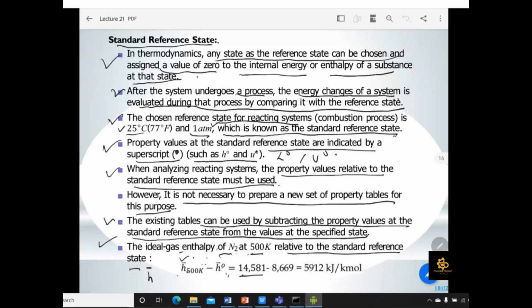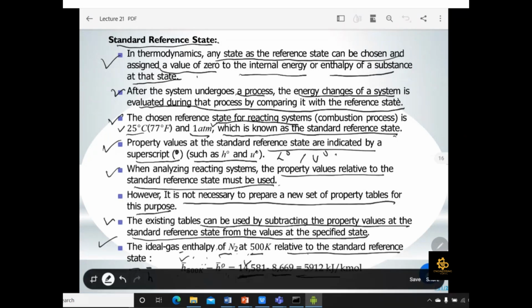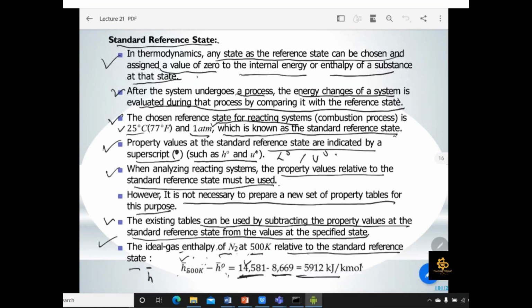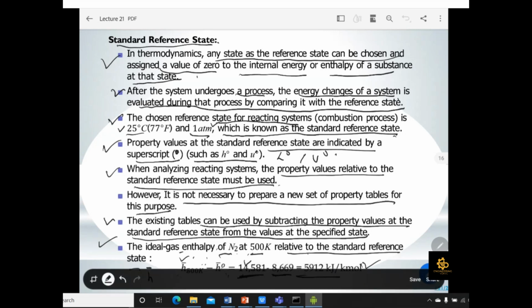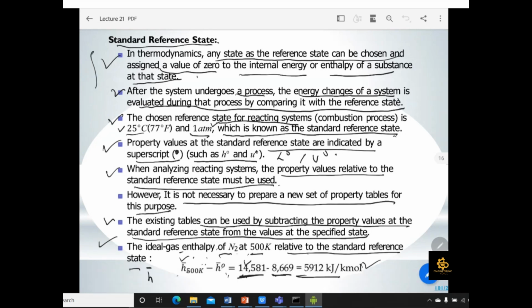So simply you have to use two enthalpy values, one at 500 Kelvin and one at a reference point, and you can easily find the enthalpy change relative to that standard reference state. Okay, so this is the story which we already discussed over there. Okay, so this is an example.